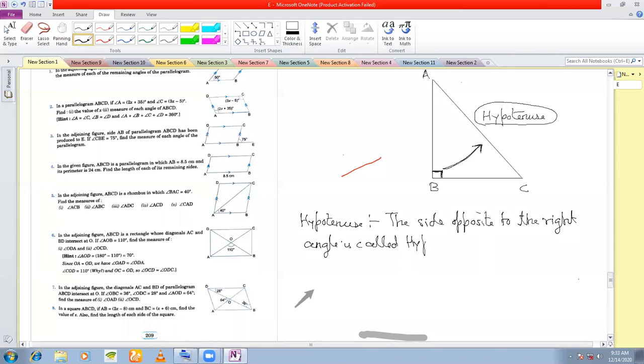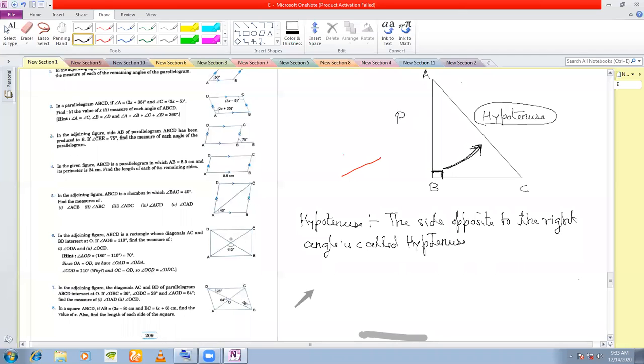Remember this, very, very important. Whenever you are given a right angle triangle, how will you identify the hypotenuse? You will first identify the 90-degree angle. Once you identify the 90-degree angle, now you will identify the side that lies just opposite to that 90-degree angle. That side will be called the hypotenuse.